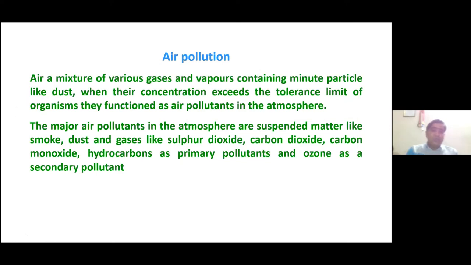So air pollution means air is a mixture of various gases and vapors containing minute particles like dust. When their concentration exceeds the tolerance limits of the organism, they function as an air pollutant in the atmosphere. The major air pollutants in the atmosphere are suspended matter like smog and dust, and gases like sulfur dioxide, carbon dioxide, carbon monoxide, and hydrocarbons as primary pollutants, and ozone as a secondary pollutant.